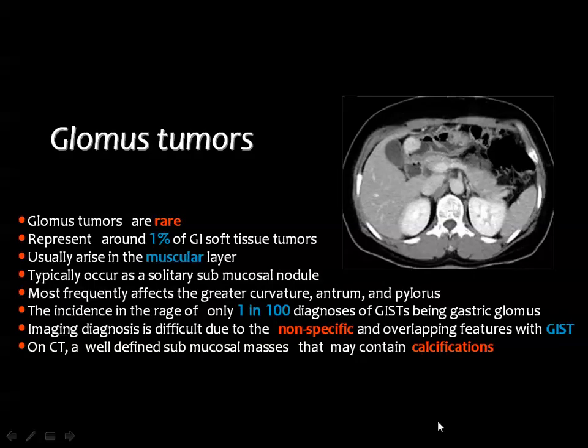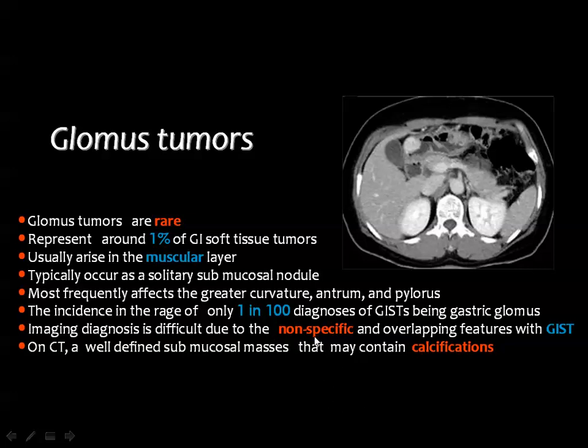Then the glomus tumors, which are relatively vascular tumors. They are rare and represent about 1% of GI soft tissue tumors. They usually arise from the muscular layer of the stomach, and according to this statement, the incidence is in the range of only 1 in 100 diagnoses of benign gastric tumors, meaning that it is almost rare if you compare it with the GIST tumors.